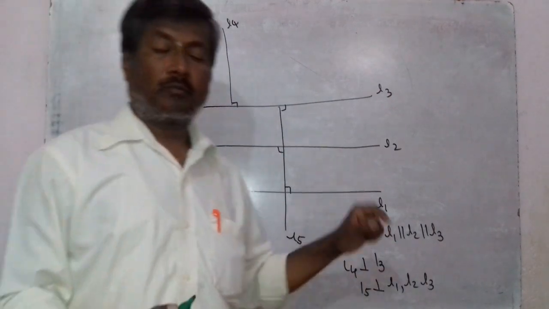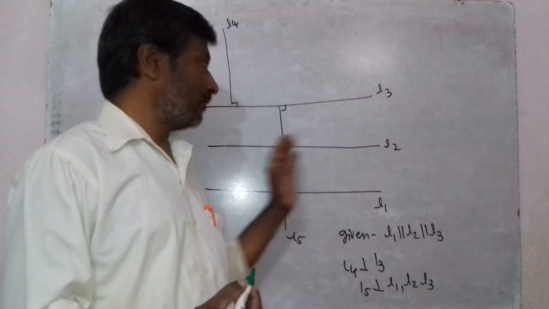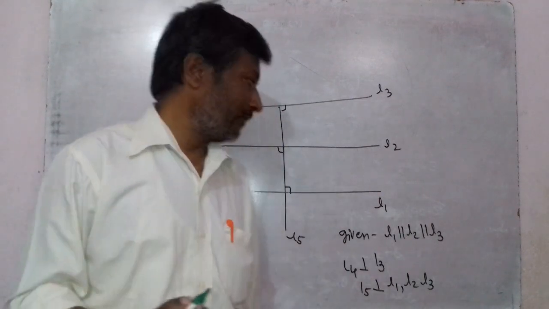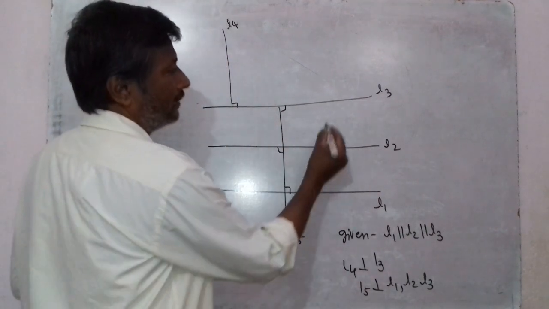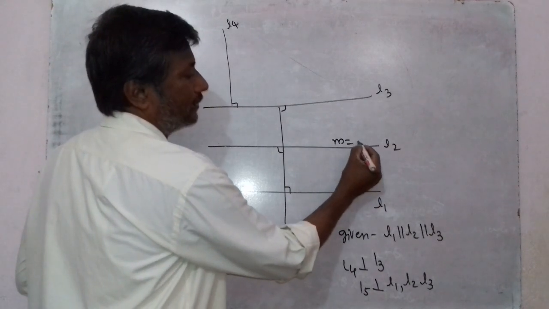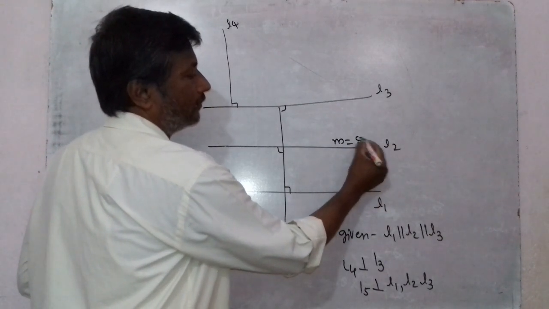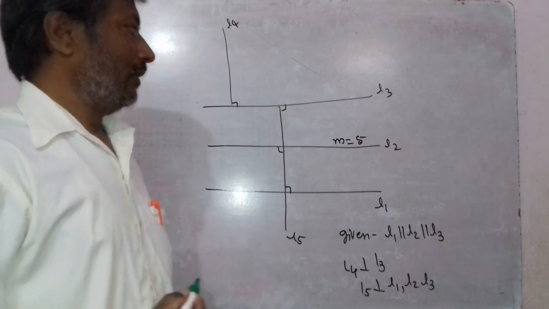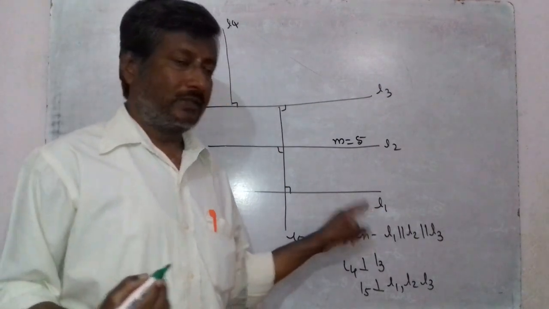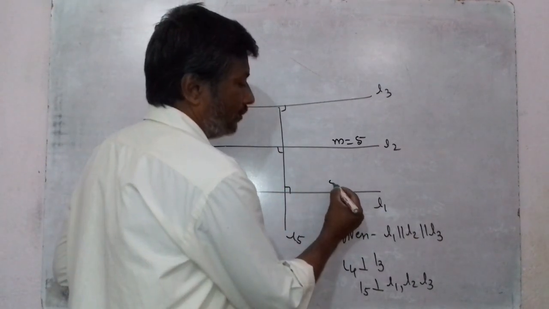If the slope of one line is known, then we can easily find the slopes of the other lines. Let us consider the slope of L2 is m equal to 5. Then the slope of L1 is also equal to 5.